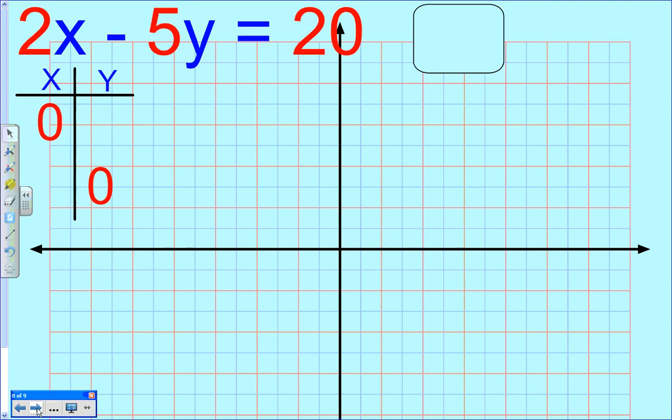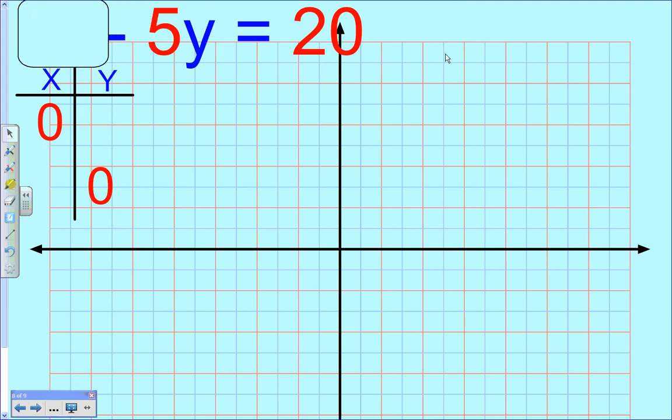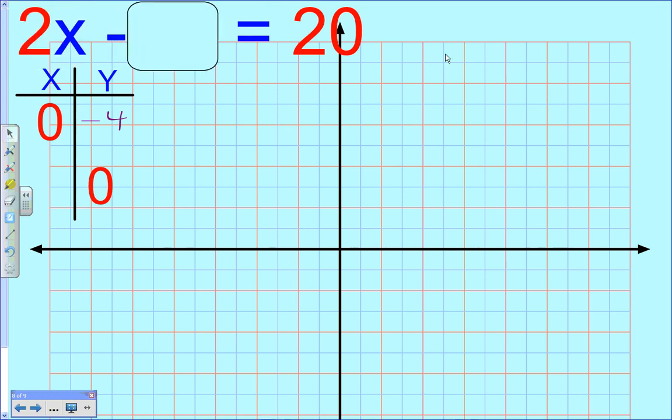Here's another example. This one is 2x minus 5y equals 20. So a is 2, b is negative 5, and c is 20. When we cover the x term and we solve for y, we divide both sides by negative 5, and we're going to get y is equal to negative 4. When we cover up the y term and we solve for x, we divide both sides by 2, and x is equal to 10.